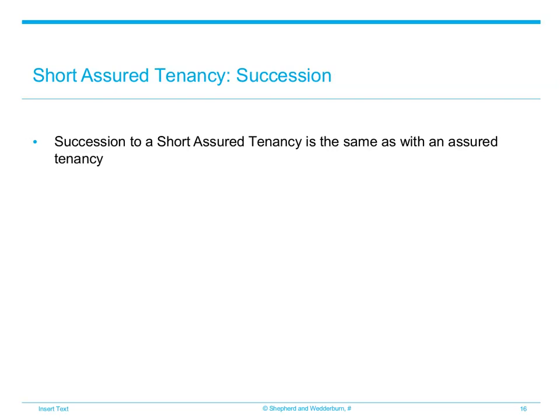Succession to SATs is just the same as with an assured tenant. So to a spouse, civil partner or cohabitee who's lived in the property with that tenant for the duration of the lease.